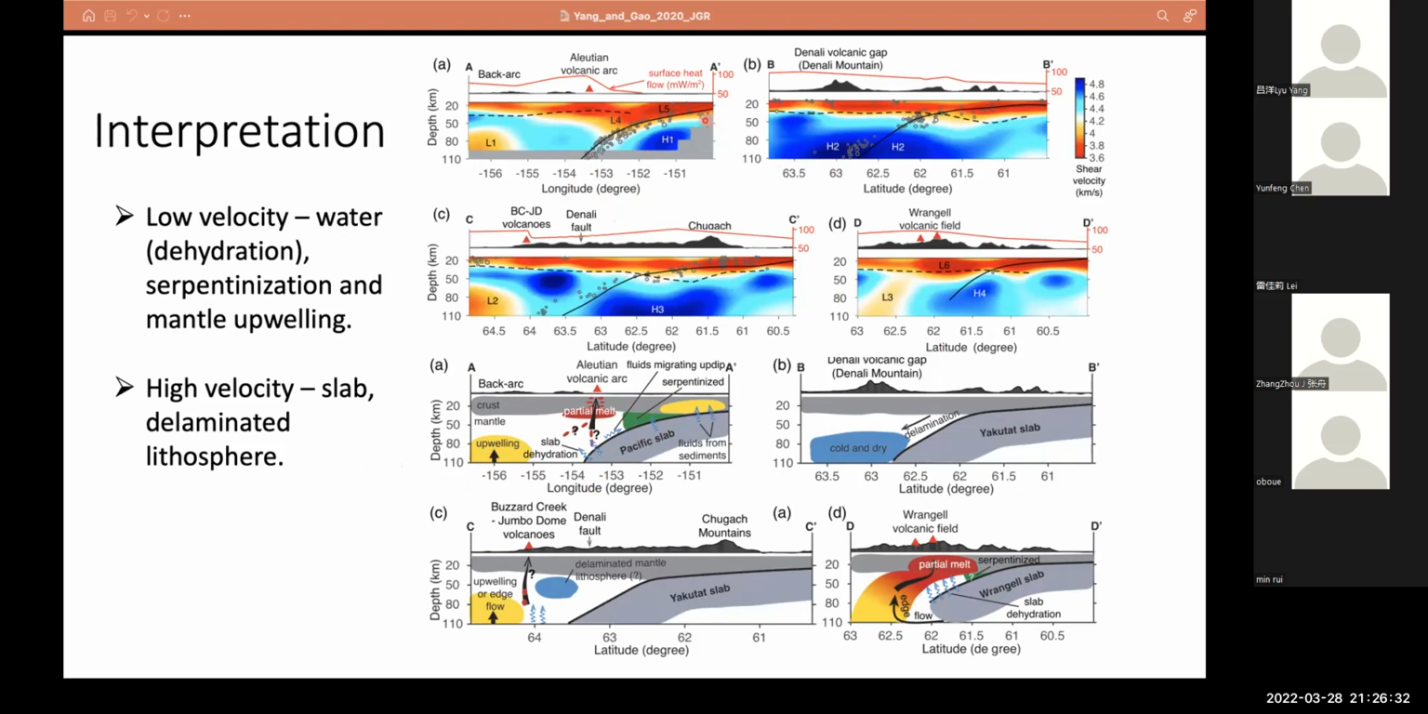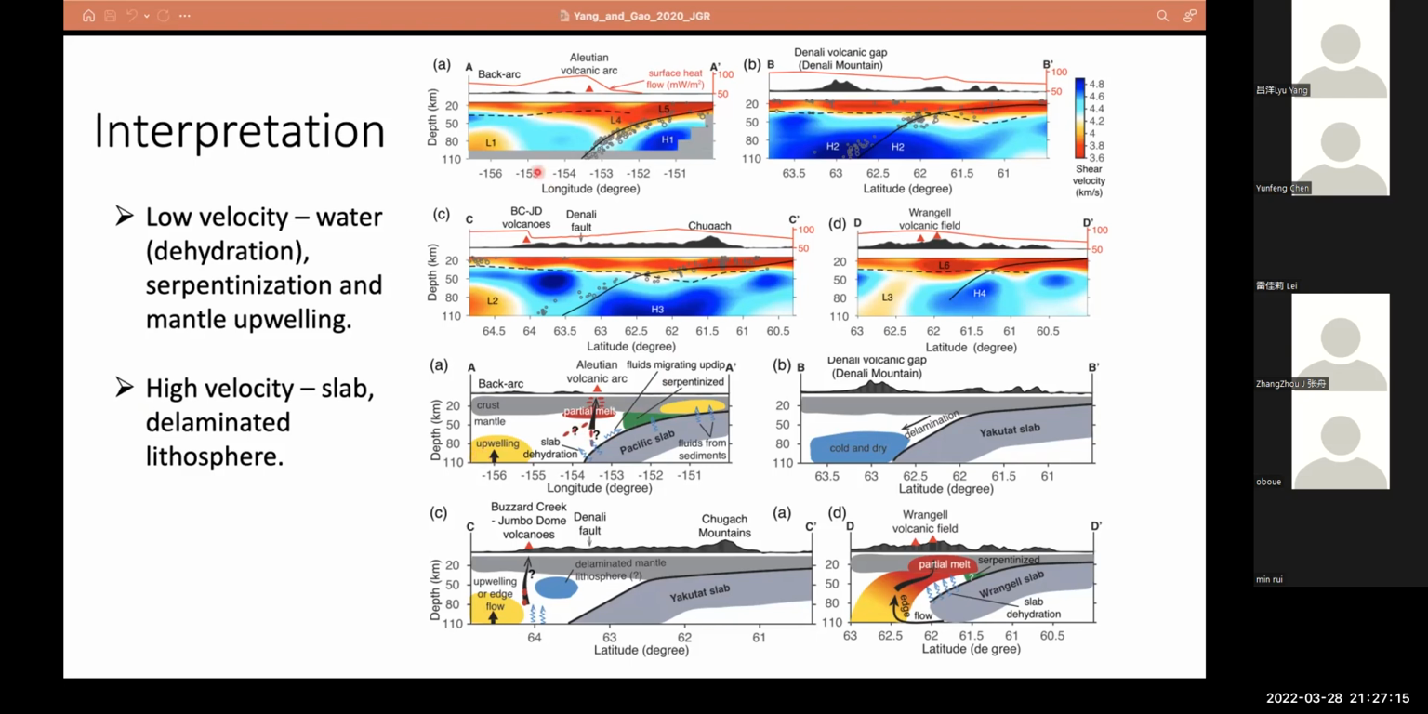On AA prime, you have this high velocity and three low velocity structures. The high velocity is simple, it's just the Pacific slab. Then you have L5 and L4, and they have different formation mechanisms. L5 they interpret as fluid dehydrated from the sediments. And L4, in this case, is the serpentinized mantle wedge. Because serpentine has low seismic velocity, that can effectively lower the velocity in the mantle wedge.